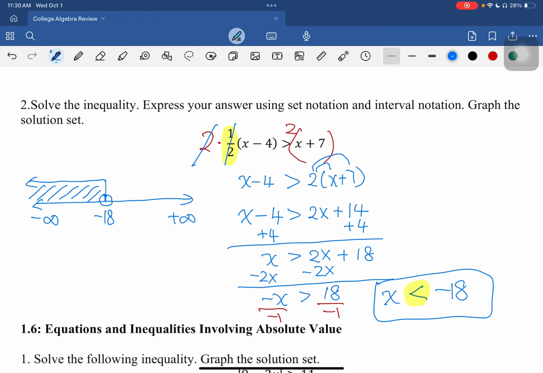In interval notation, the solution is parenthesis -infinity, -18 parenthesis. That completes session 1.4.